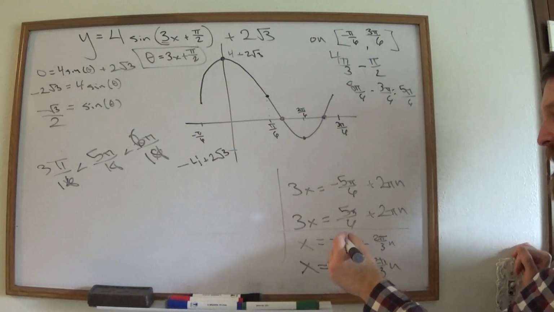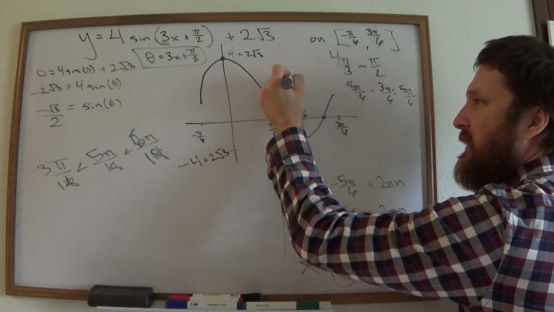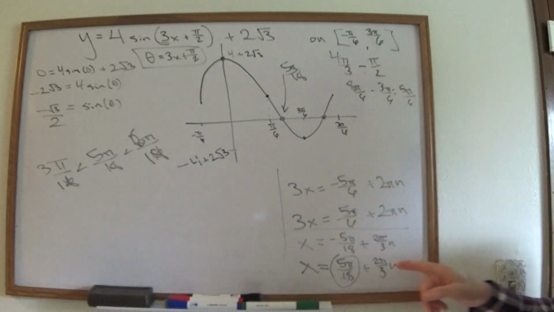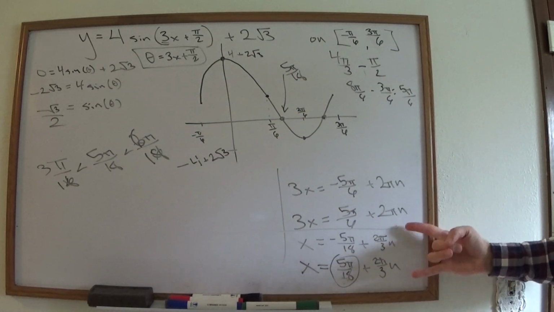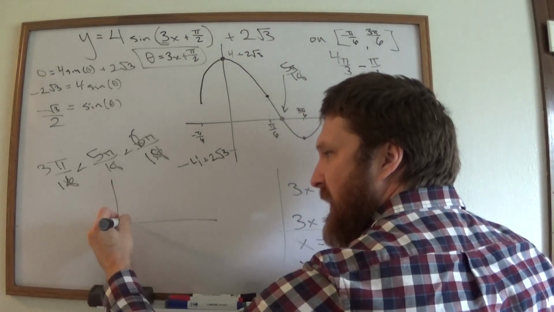Okay, so this one must be that bad boy right there, right? So this must be 5 pi over 18. Now, obviously, this one doesn't work. And remember, we got these by the 2 different sides of regular old sine, right?